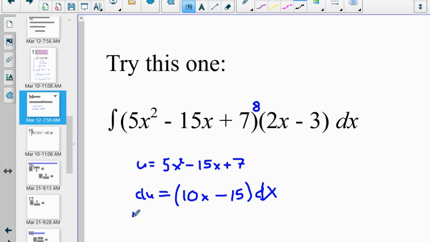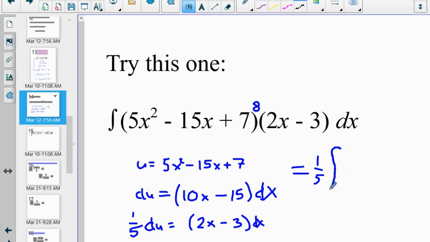I'm going to multiply by a fifth and say that 1/5 of du is exactly what I need: 2x minus 3 dx. Now I'm ready to make my substitution. I'll replace this stuff with u. I'll replace this stuff with 1/5 of du. I'm worried that I misspoke there. This stuff is u, and the second set of parentheses in the dx, that is my 1/5 du. So I'll replace that stuff at the end.